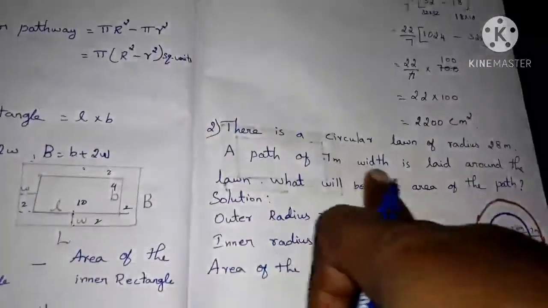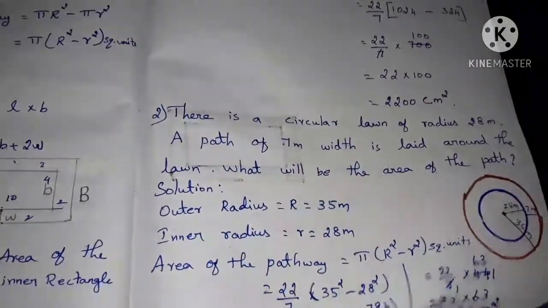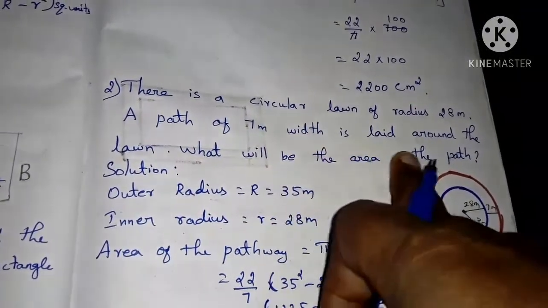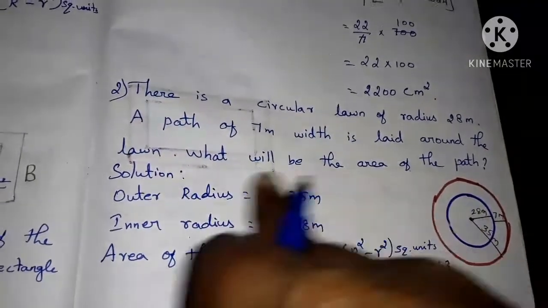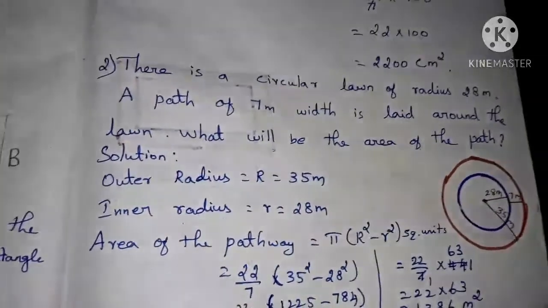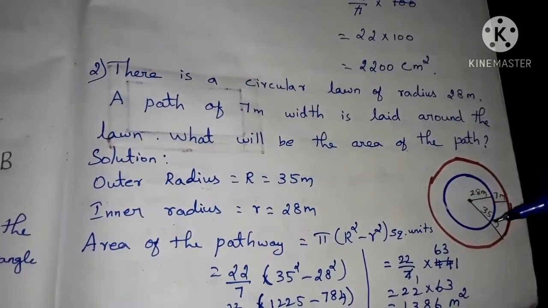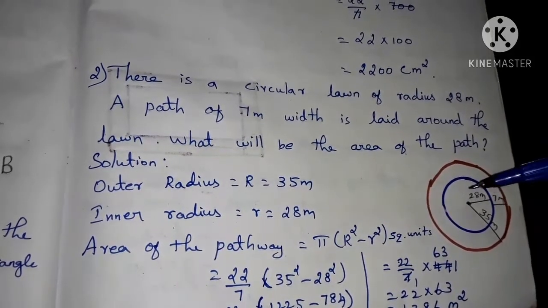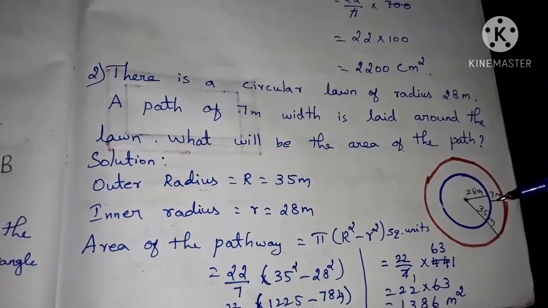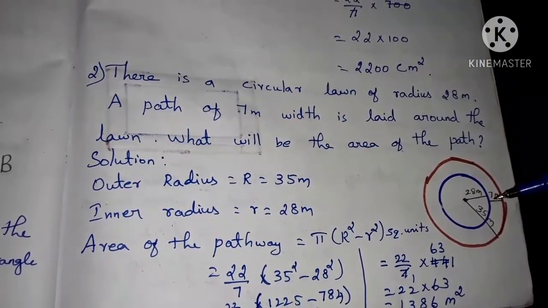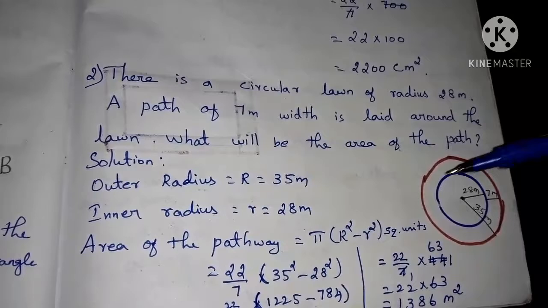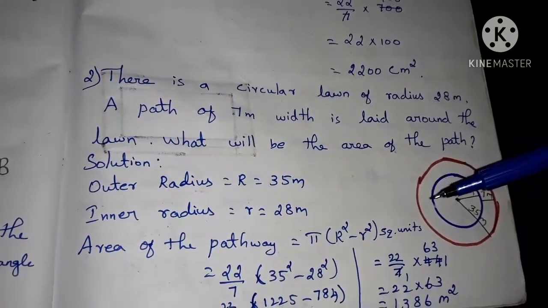Next, there is a circular lawn of radius 28 meter. A path of 7 meter width is laid around the lawn. What will be the area of the path? They have not given the outer circle radius. What they have given is a circular lawn of 28 meters, and a path of 7 meter width laid around the circular lawn. So every place we add 7 meter.